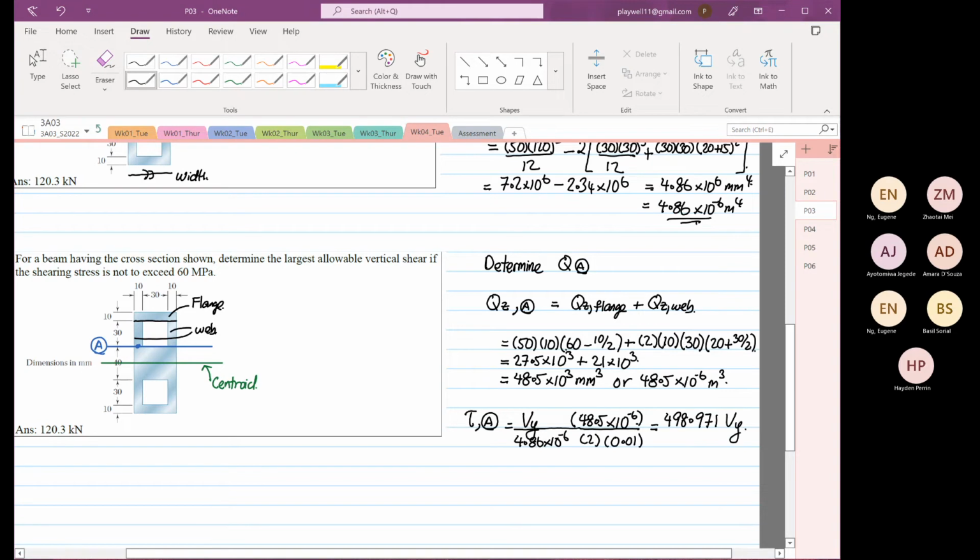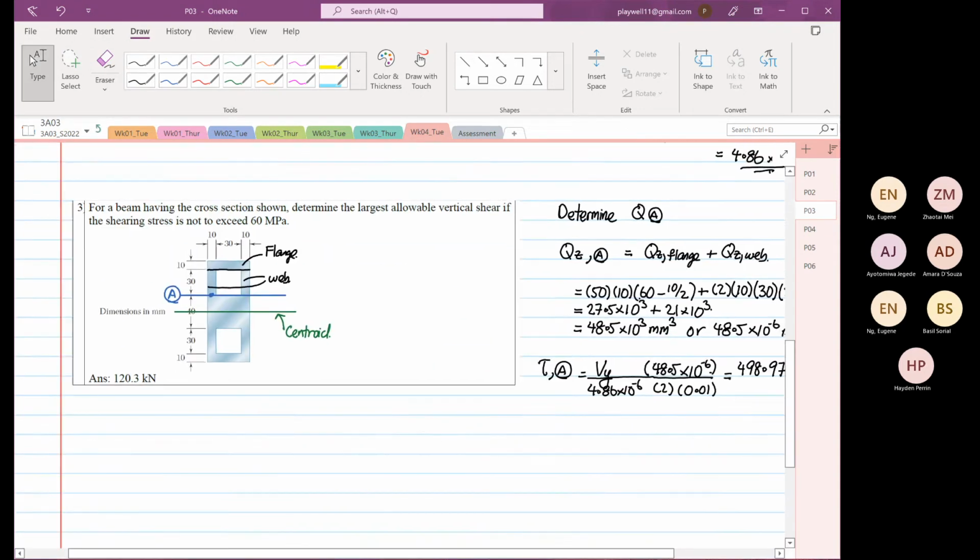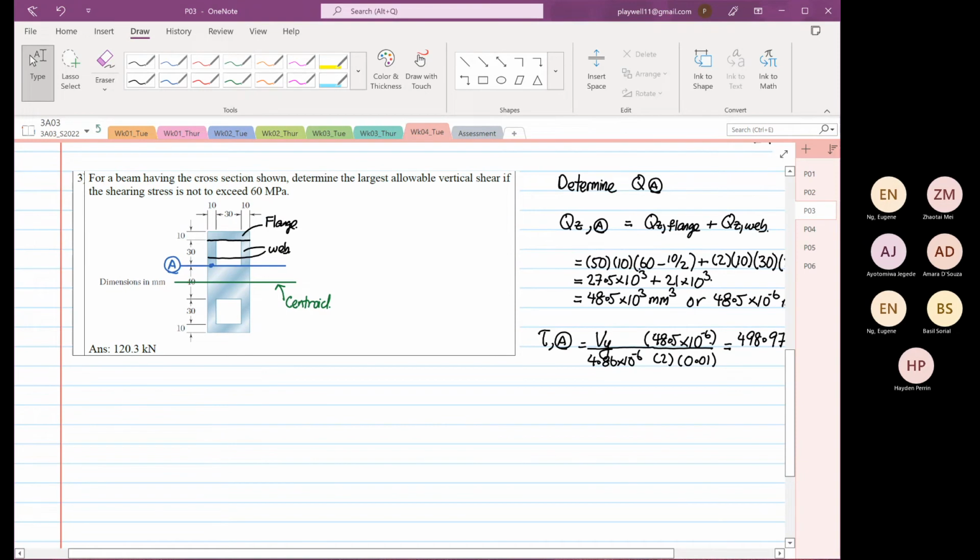Vy. Okay. We still cannot determine what Vy is yet for now, because we now have to calculate at the centroid. Okay, so now we are going to determine Q at point C. Point C is exactly at the centroid. So from here, you find QZ at point C.